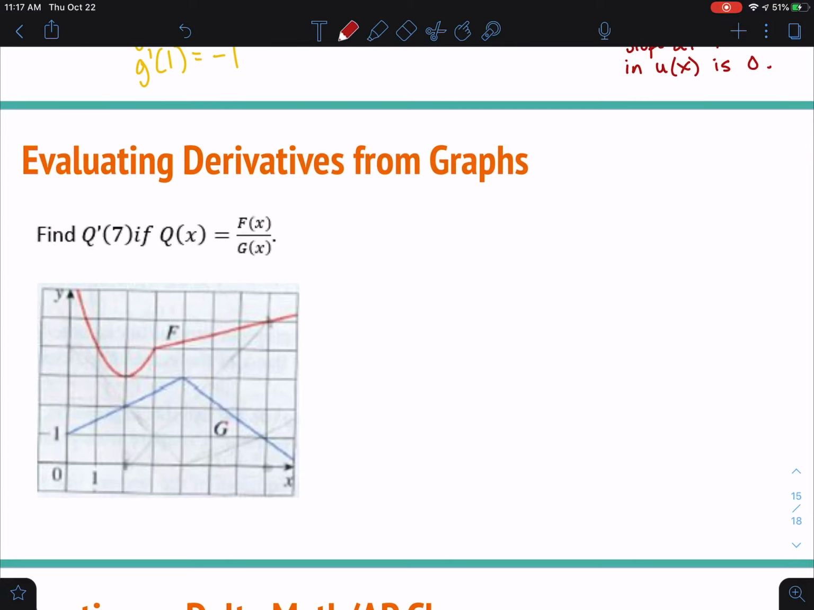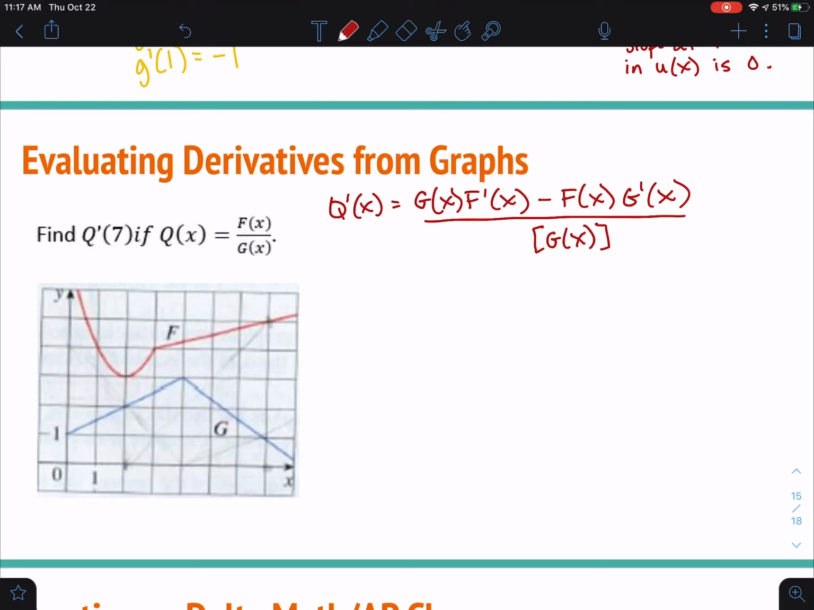All right, another graph one. So if I want to find q prime of 7, well, q of x is f of x over g of x. So let's find q prime of x first. I know that I'm going to have low d high minus high d low over low squared. Q prime of 7 is g of 7, f prime of 7 minus f of 7, g prime of 7.